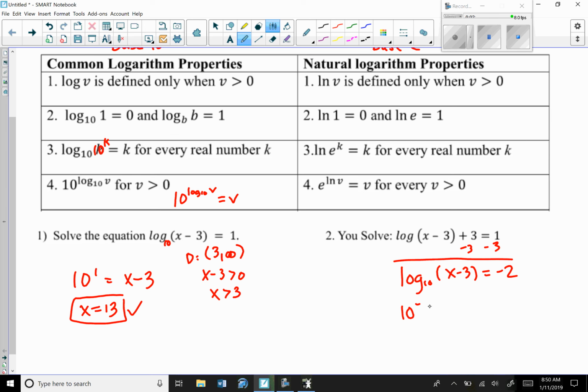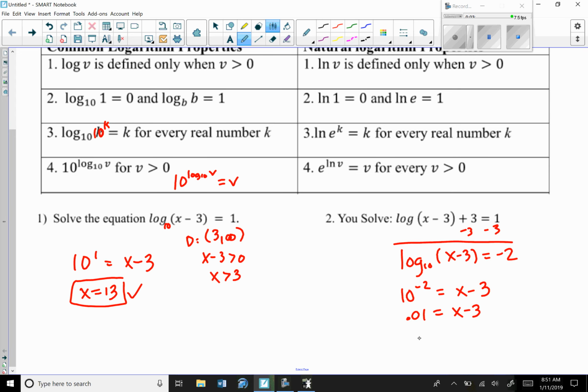So 10 to the power of negative 2 is equal to x minus 3. So 10 to the power of negative 2 is 1 over 100, or you could write it as a decimal, 0.01, is equal to x minus 3. And now we can add 3 to the other side to get 3.01 is equal to x. And now, again, we have to check the domain. The domain is the same as the domain from the last problem, which is x greater than 3. So 3.01 is bigger than 3, so therefore this works out as well.